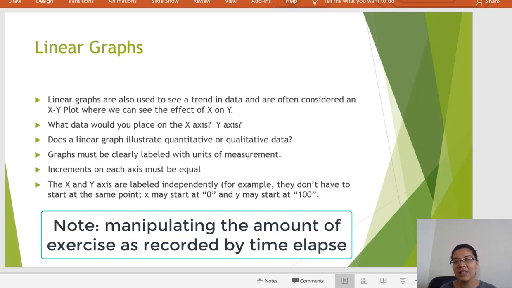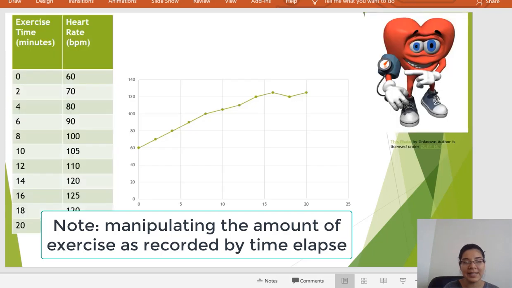The time, the independent variable, goes in the x-axis. The heart rate, what changes, the dependent variable, goes on the y-axis. So those are the components of the graph. Every graph has a title, a good title. So let's look at that data.